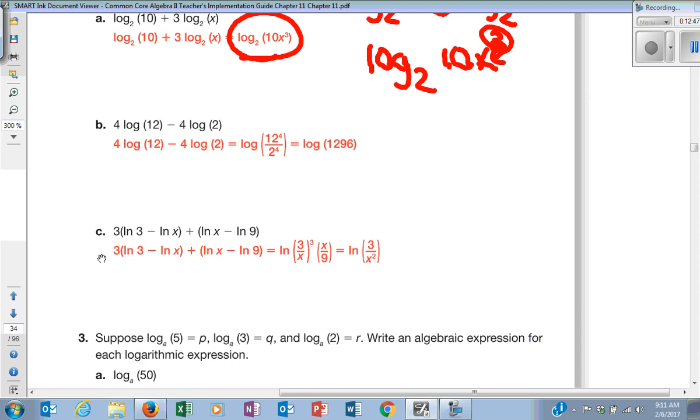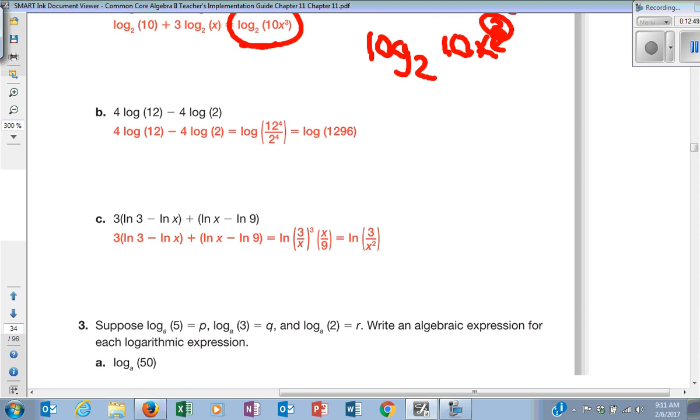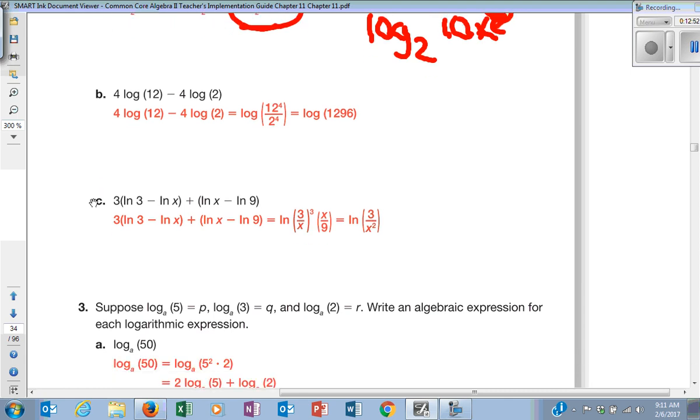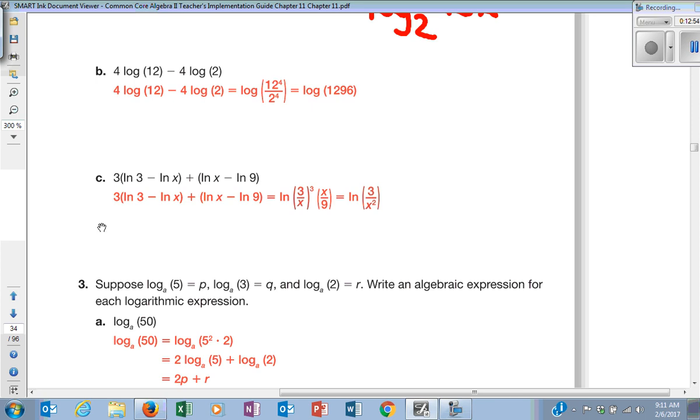You can look through, try. Again, my encouragement is you pause the video for just a minute, try some of these, and see if you can come up with what they're doing. Again, you want it written as one logarithm, so you've got to get it all together. This C is probably a very good example.